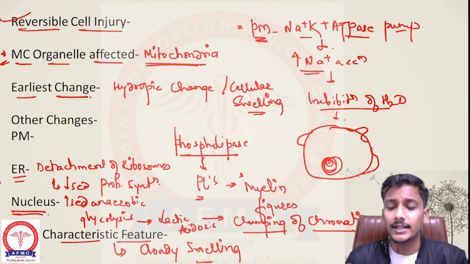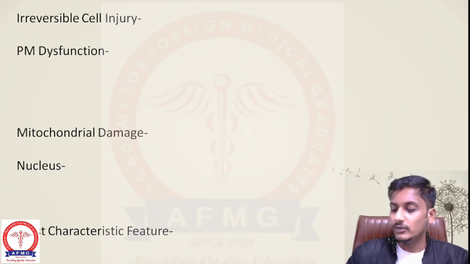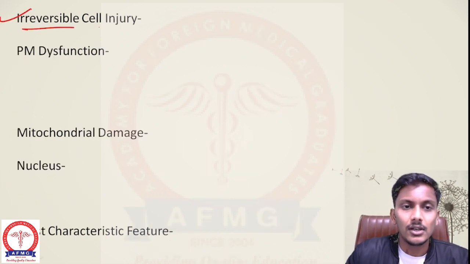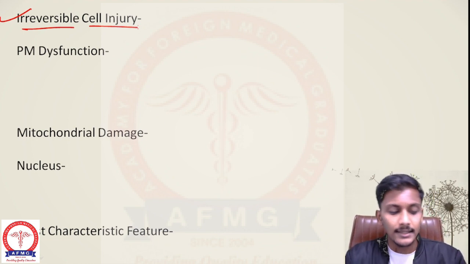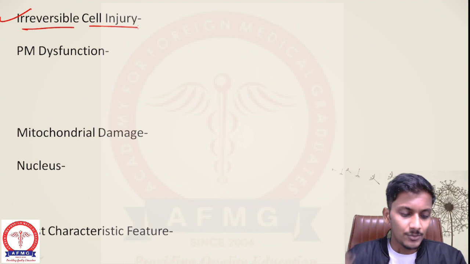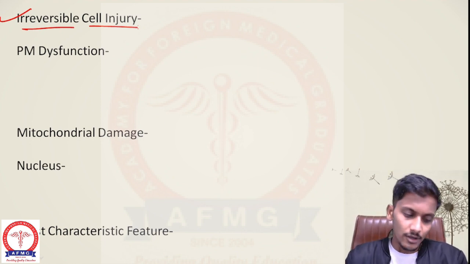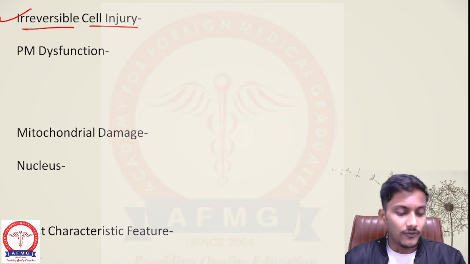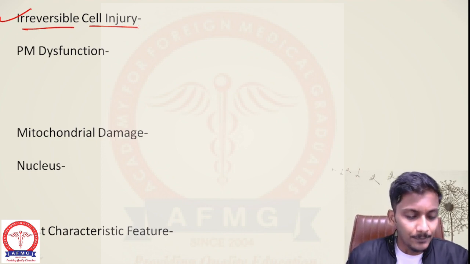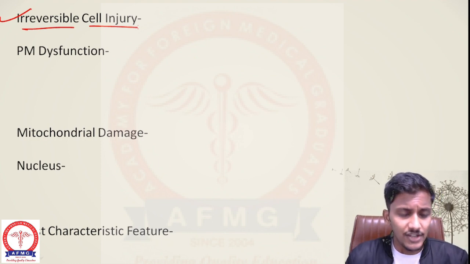Moving on to our next one, guys. The next one would be our irreversible cell injury. Irreversible cell injury I've already discussed. What is irreversible cell injury? In reversible injury, as soon as the injurious stimulus is withdrawn, the cell would restore its normal physiological function. Important. Now let's see what happens in irreversible cell injury.